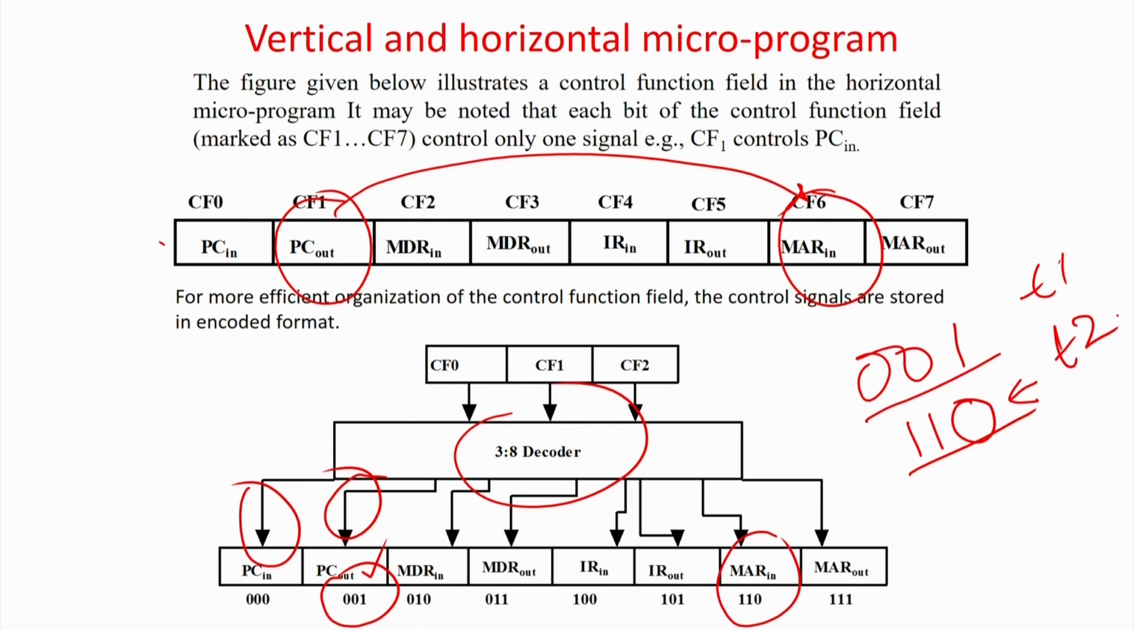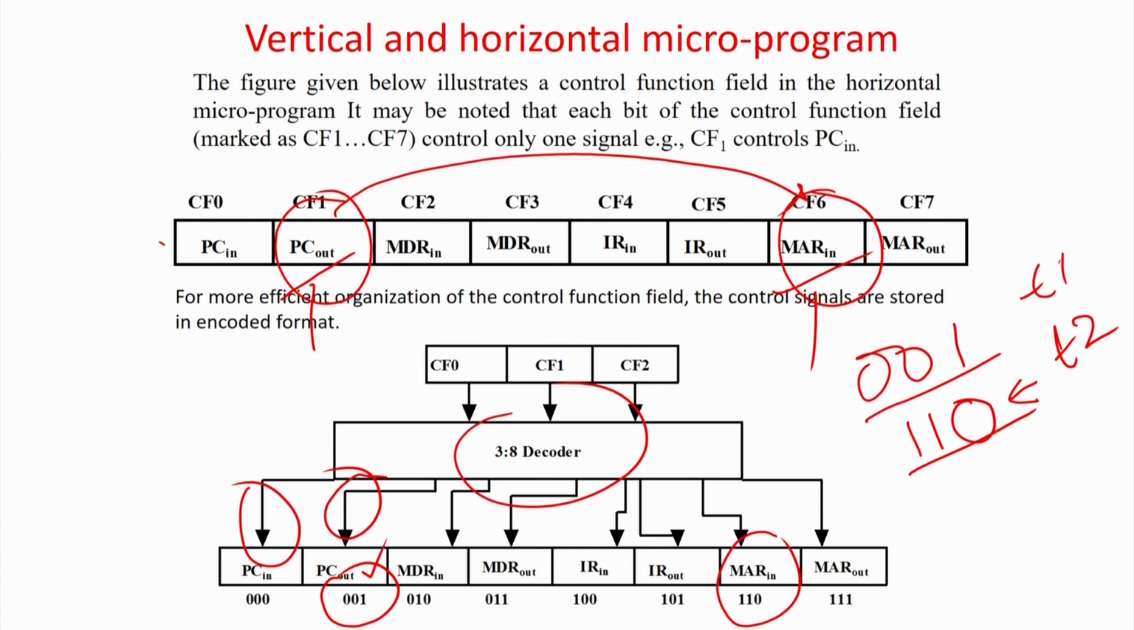Then in 2 time steps, this configuration will be there: the program counter output will go to the memory address in. But still PC out is also equal to 1, and this is also equal to 1. Now you have to give a time step where you reset both. In the case of a horizontal microprogram, you need not worry about resetting it or holding the value. Simultaneously you give this as 1 and this as 1 and your job is done.